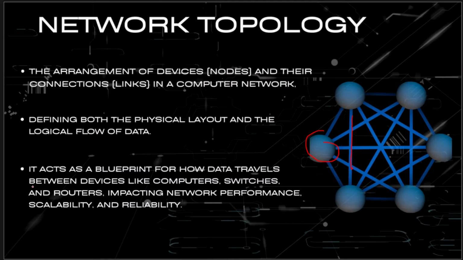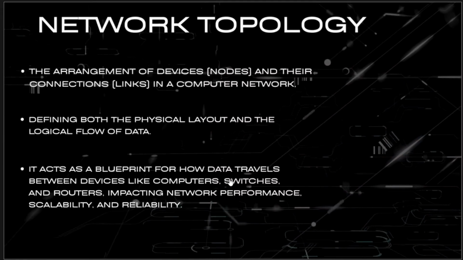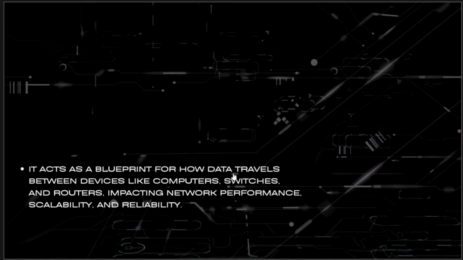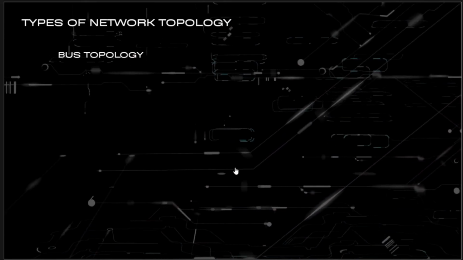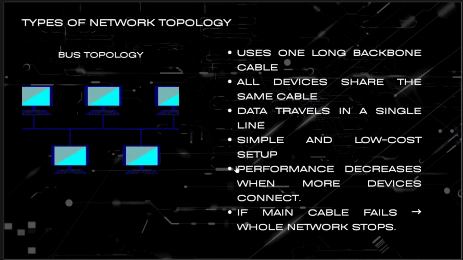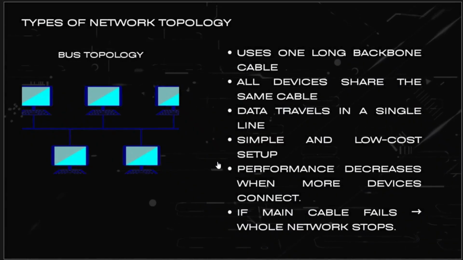It acts as a blueprint for how data travels between devices like computers, switches and routers, impacting network performance by affecting scalability, reliability, and throughput. These are the basic things we need to know before starting network topology. Now, the types of network topology. First, we will be seeing bus topology.